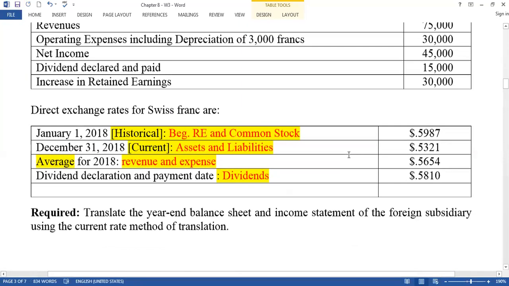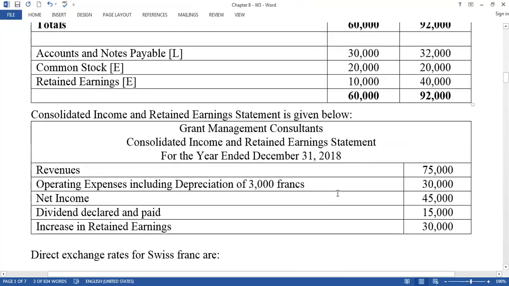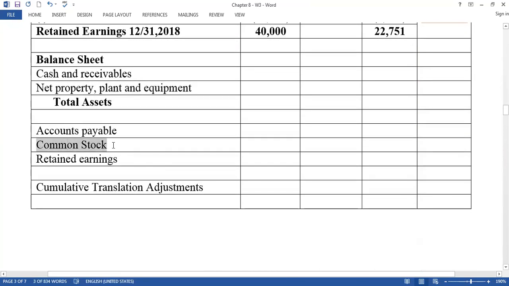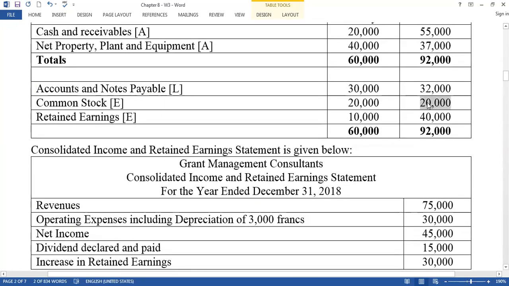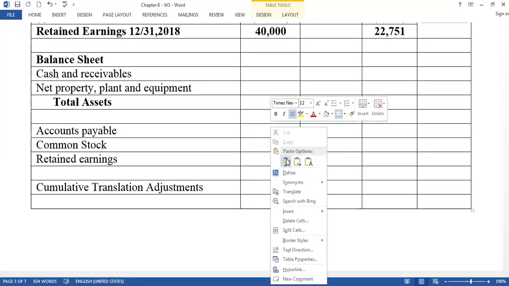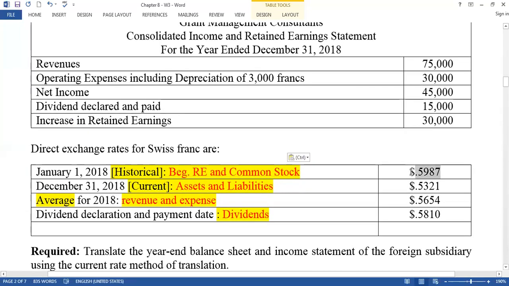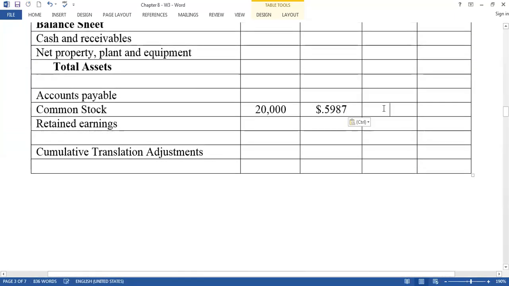Now look at step three. Paid in capital is translated using historical cost. Now where is the paid in capital? Common stock is the paid in capital. And paid in capital amount is given here in the question. Paid in capital $20,000. I put here. And it uses the historical rate. So what is the amount here? So amount is 11,974. So this is step three.